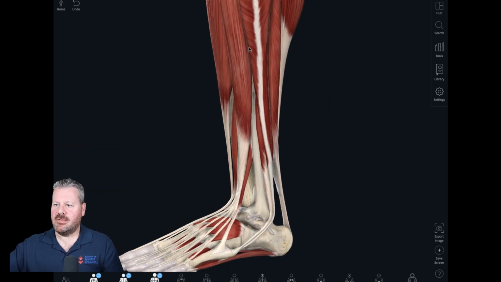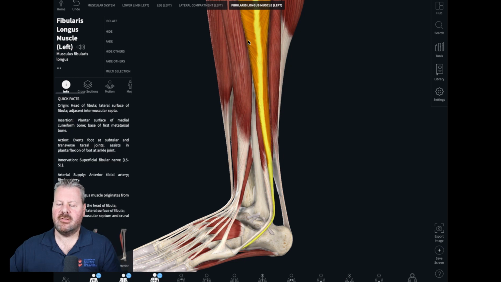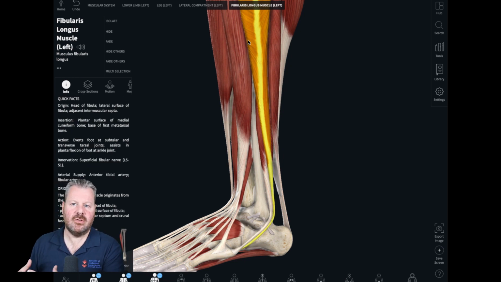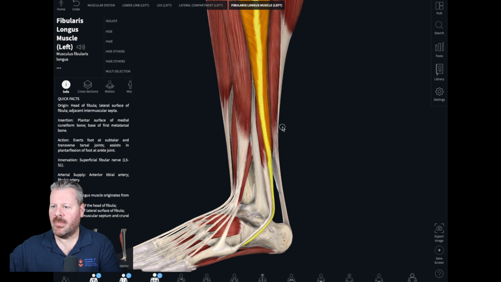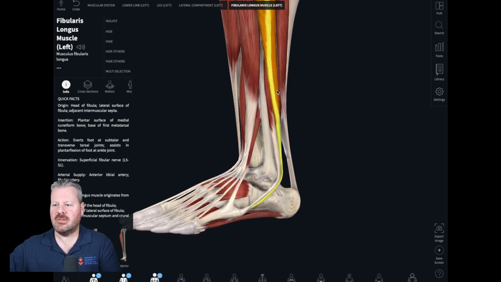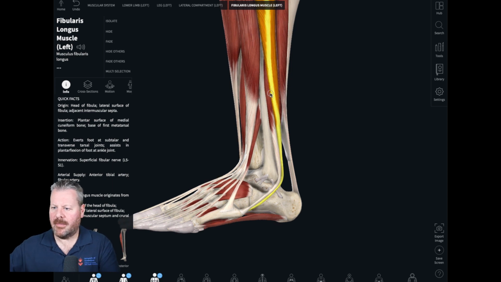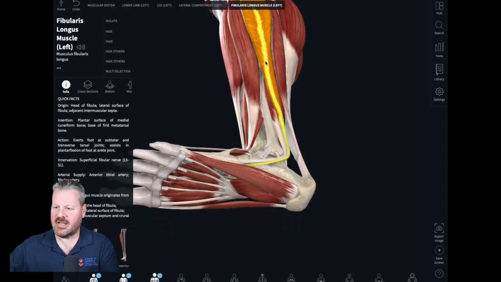Lateral compartment, peroneus longus or fibularis longus, depending on where in the world you're from. Now this muscle has a few different roles. It's worth looking at its attachment point underneath, and you can see it beginning to disappear underneath all of these superficial muscles of the foot.